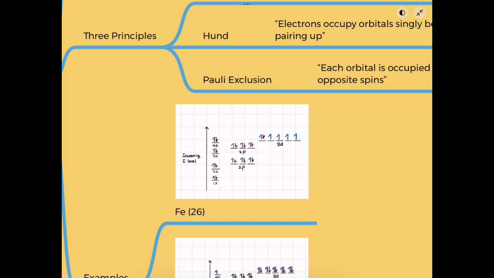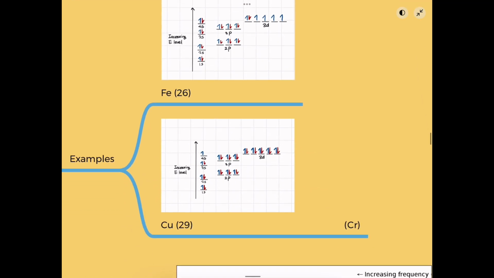If you look down here, copper has its 3d orbital filled before the 4s orbital is filled. This is due to the 3d orbital having one electron in each orbital, like in chromium, or 2, like you see here in copper. In those two cases, it's more stable to fill these rather than filling the 4s orbital first. So these two are exceptions you need to know.